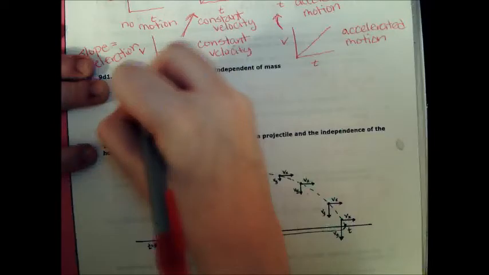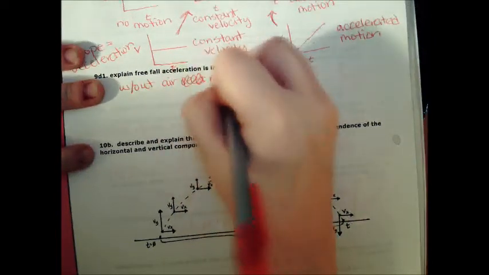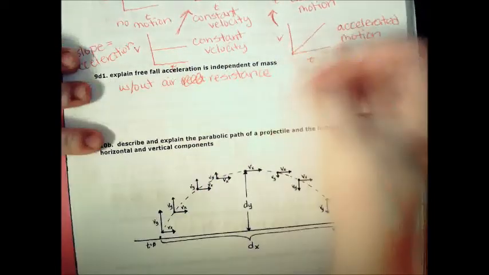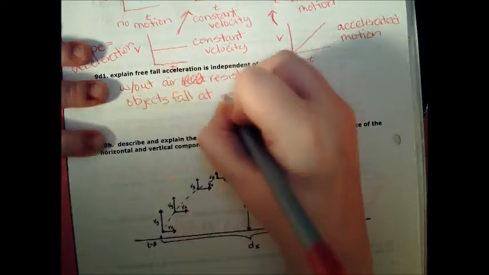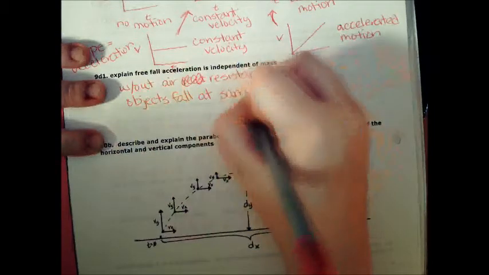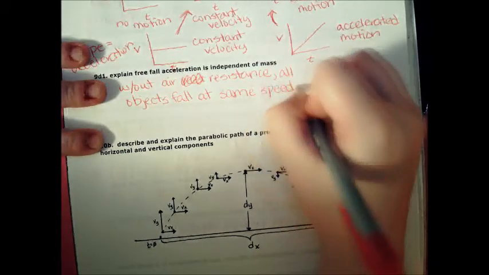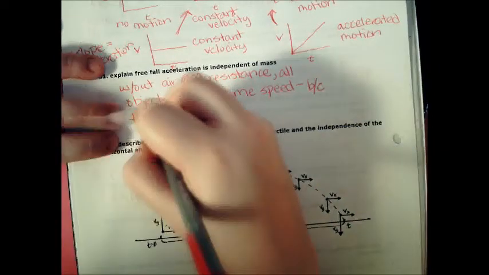So let's see, without air resistance, that's not how you spell resistance. The struggle is real, guys. Without air resistance, all objects fall at the same speed because their acceleration is due to gravity.